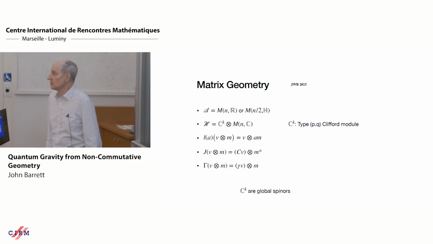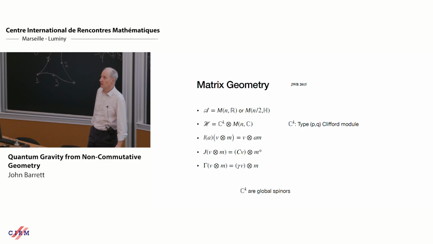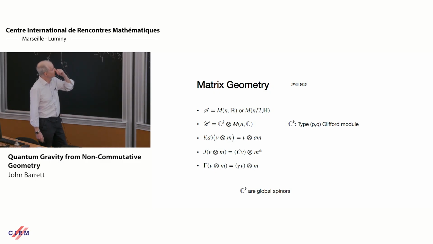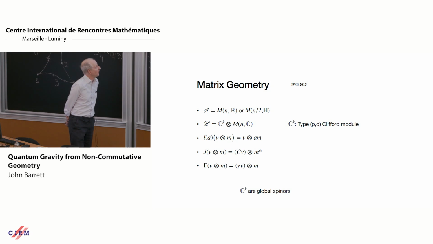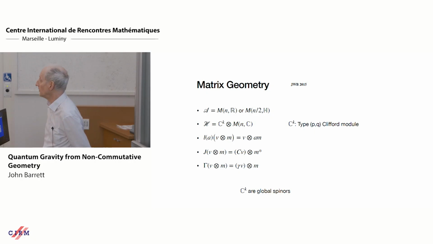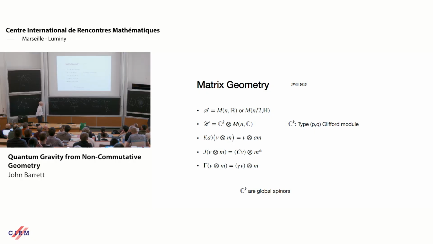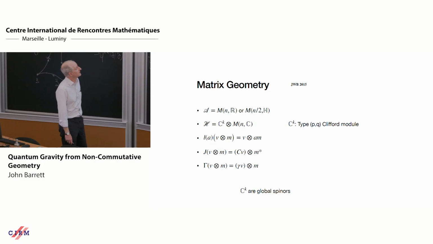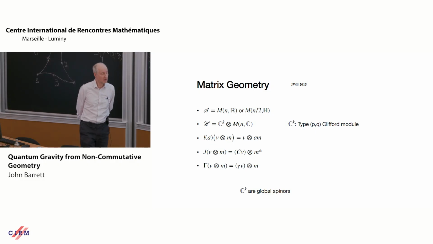Okay, so let's now look at some examples of real finite spectral triples. Simple examples, where the algebra is just a matrix algebra. Mn(R) means the n by n real matrices. Or you can have Mn over the quaternions H, which you think of as n by n complex matrices by replacing each quaternion by a 2 by 2 complex matrix. So they both act on a Hilbert space of Cn.